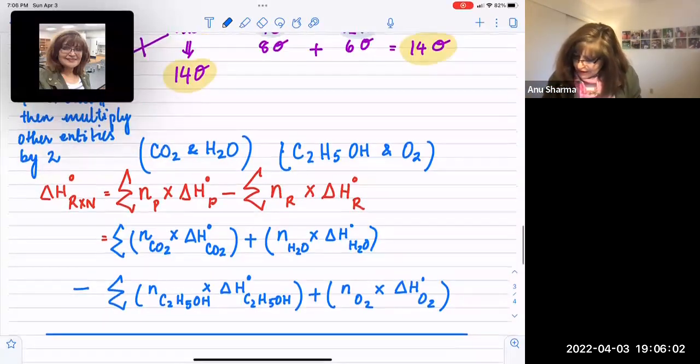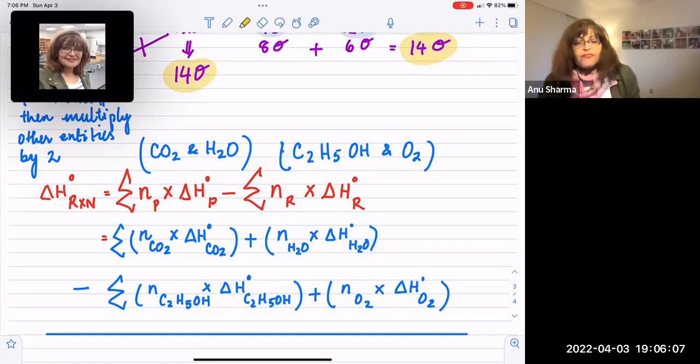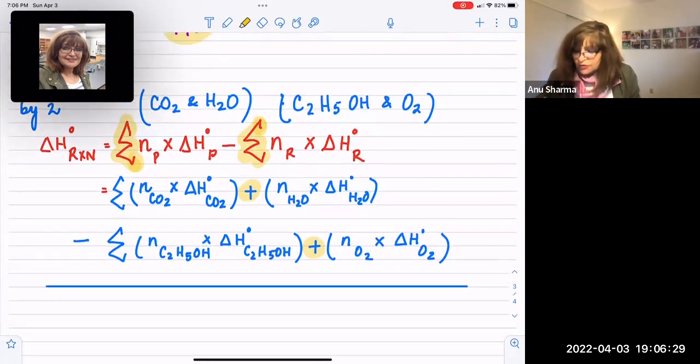Okay, so you set up this problem. For the CO2, which is the product, the number of moles times the delta H value for the CO2, add, because it's a summation. This sign is for adding up. These are the summation, so that relates to these, okay? And then we add the products on one side, the number of moles for the water times the delta H value for the water, and then you're going to subtract from the number of moles of the ethanol times the delta H value of ethanol, plus the number of moles of oxygen times the delta H value for the oxygen.